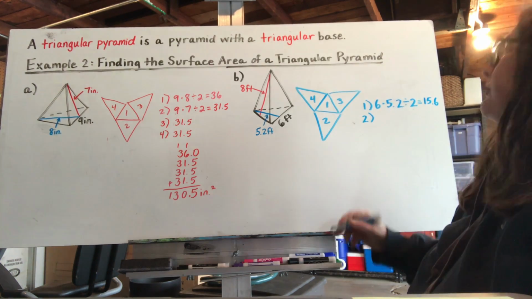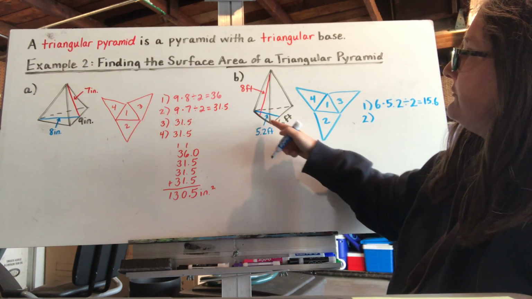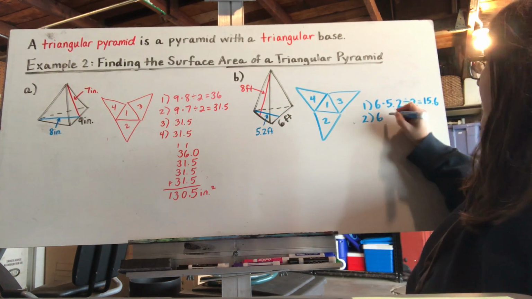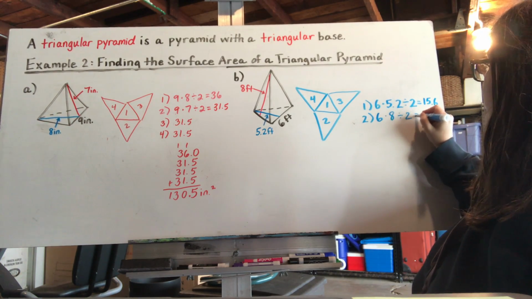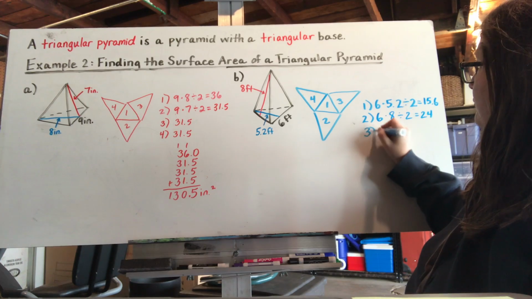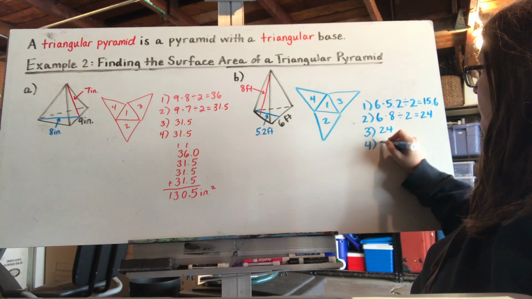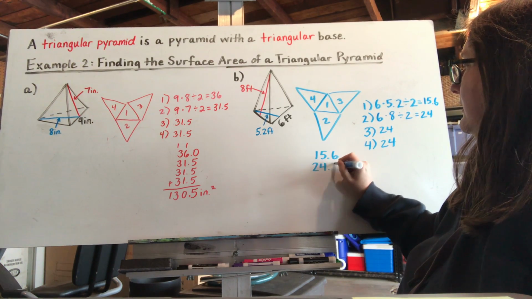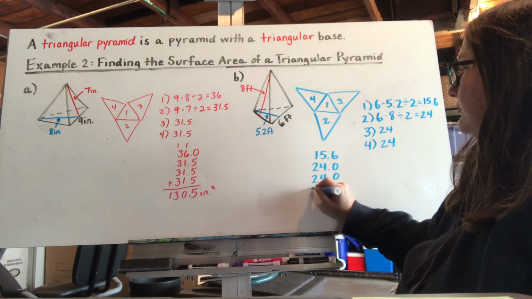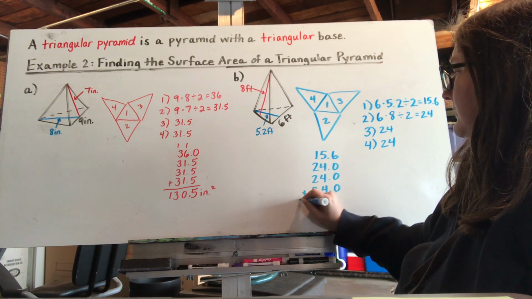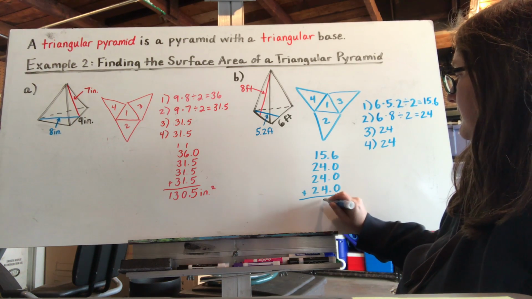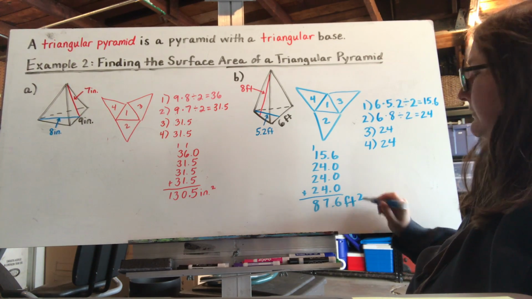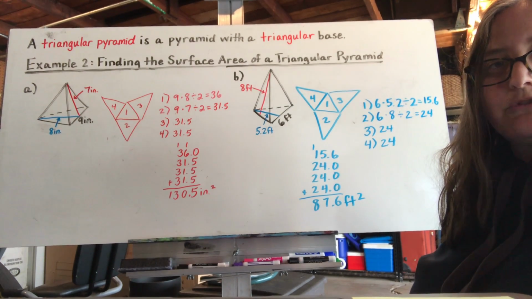Now I'm going to do one of these outside triangles. Those are these guys going up. So still going to have a base of 6. Everywhere around this bottom triangle, it's 6. And a height of 8. 6 times 8 divided by 2. And I get 24. The other 2 triangles on the outside will also be 24. So for my total, I'm adding up 15.6, 24, 24, and 24. And I get 87.6 feet squared for the surface area of my second triangular pyramid.